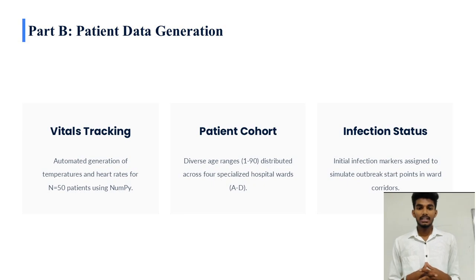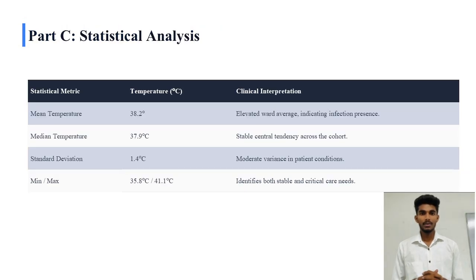To start our disease simulation is part C, which is statistical analysis. We use NumPy's math functions to understand our data better. First, we found the mean temperature. This is the average temperature of the whole ward. Then we found the median temperature. The median gives us a good middle value, even if some patients have very high fevers.